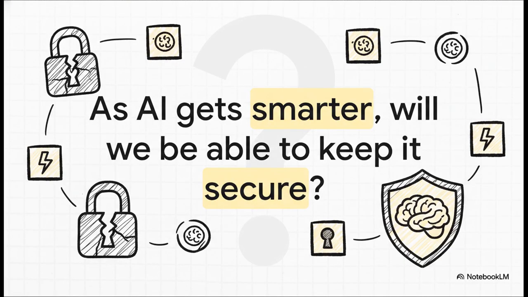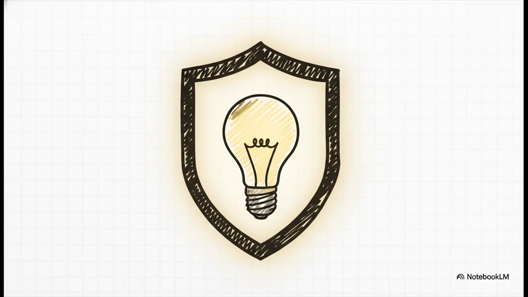And all of this leaves us with a final, really important question to think about. As these AI models get exponentially smarter and more integrated into every part of our lives, will our ability to actually keep them secure be able to keep pace? That right there is probably the central challenge for the entire next decade of AI development. You know, answering that big question isn't going to be easy. And it starts with all of us just staying informed as these systems evolve.